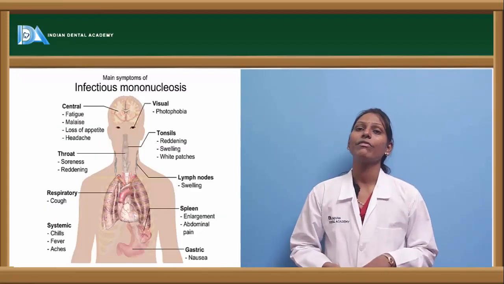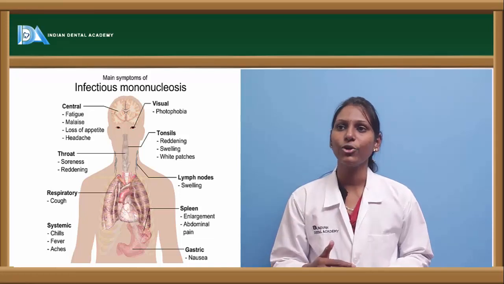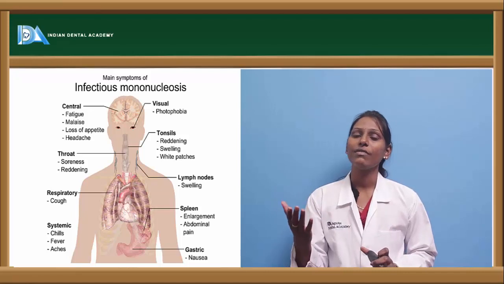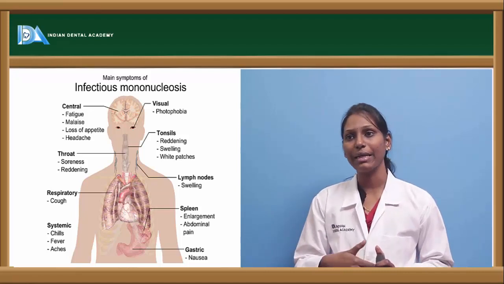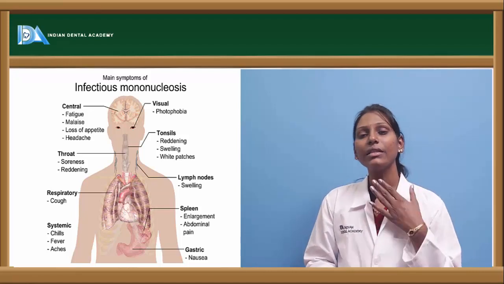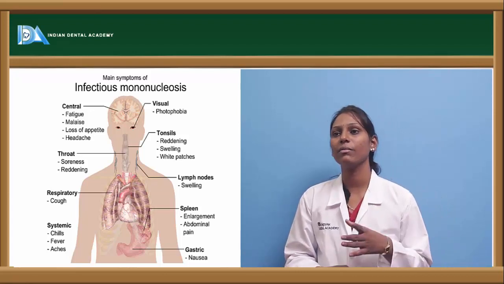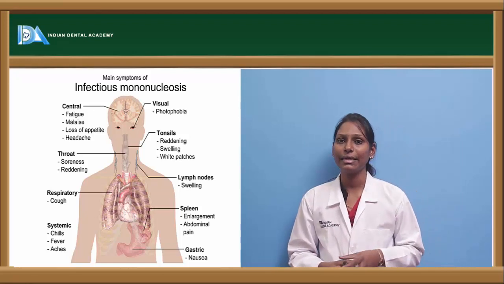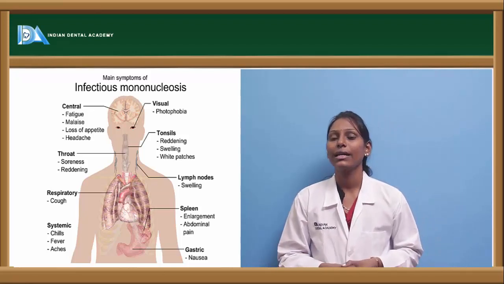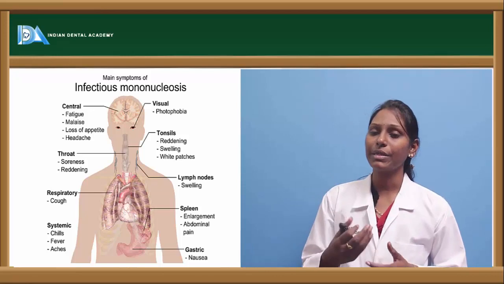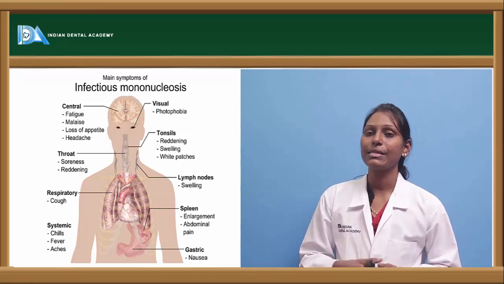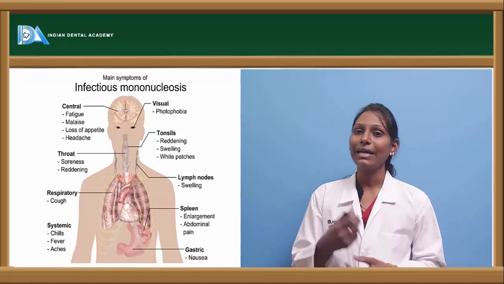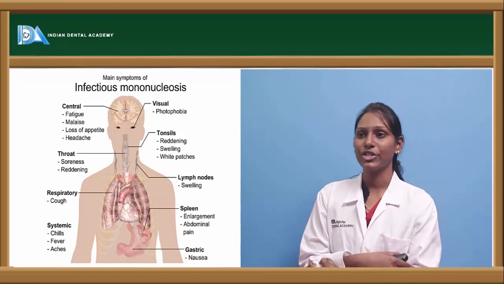The main symptoms of infectious mononucleosis, system-wise, include: one is the central nervous system. When it is involved, patients will have fatigue, malaise, loss of appetite and also headache. In the throat, normally because of pharyngitis, there will be soreness and also erythema of the mucosa, that is nothing but the reddening of mucosal structures there. Respiratory conditions: cough can be seen. Patients usually present with cough, and other symptoms include severe chills, fever, and body aches, that is nothing but myalgia.